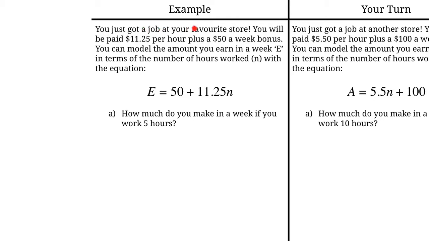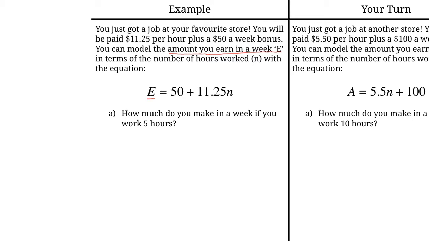You just got a job at your favorite store. You will be paid $11.25 per hour plus a $50 a week bonus. You can model the amount you earn in a week, E, in terms of the number of hours worked, N, with the equation E equals $50 plus 11.25 N. So let's break this question down. We're given this equation that represents the amount earned in a week. And the amount earned in a week is represented by E.